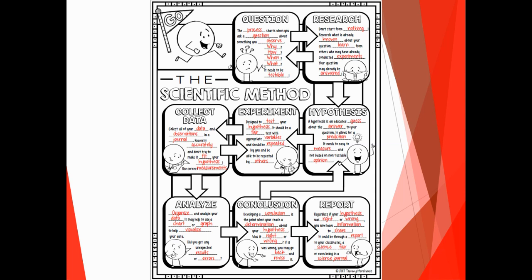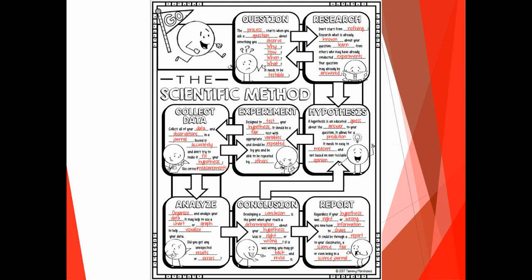So then you want to collect some data. Collect all of your data and observations in a journal, record it accurately, and don't try to make it fit your hypothesis. You really want to use the correct measurements. You don't want to fudge your data. Even if you know something isn't right about your data and it doesn't make sense, well, that means that you've got to rethink your hypothesis a little bit, or maybe rethink the variables. But don't try to force your data to fit what you believe was going to happen.